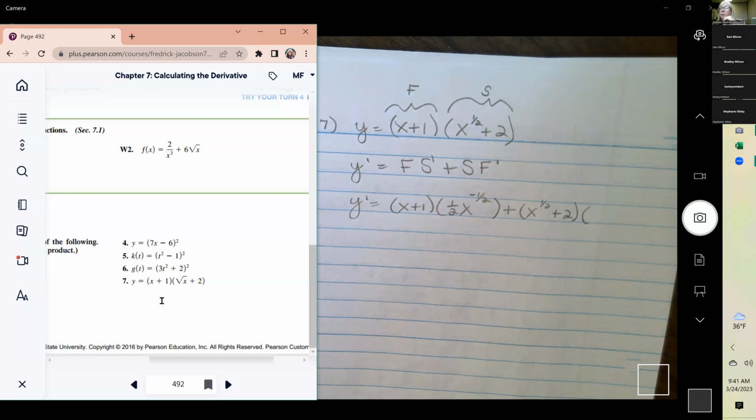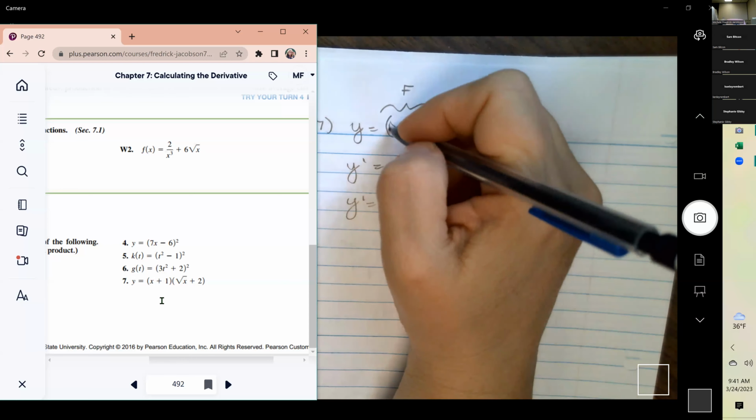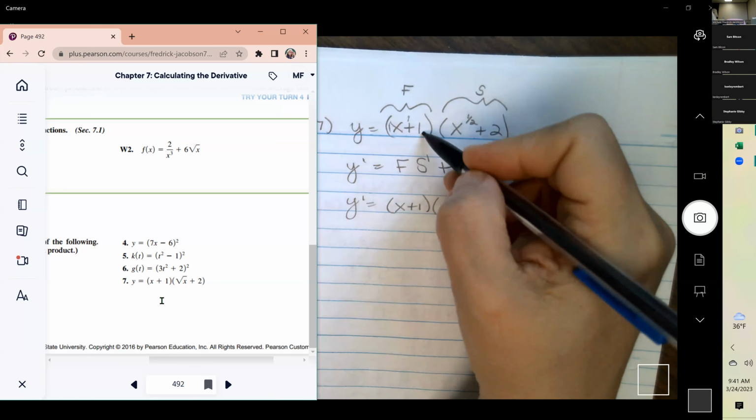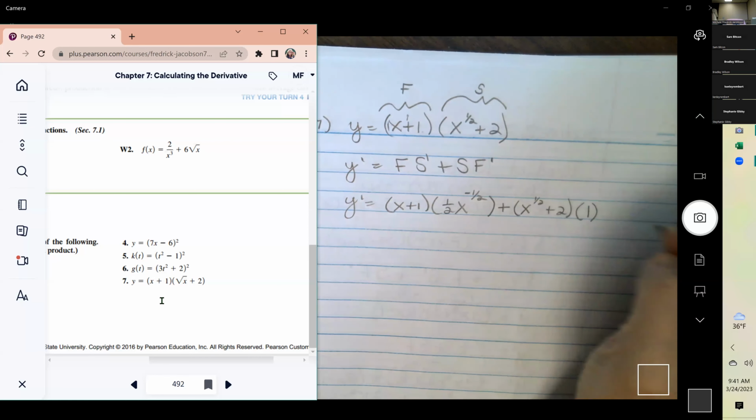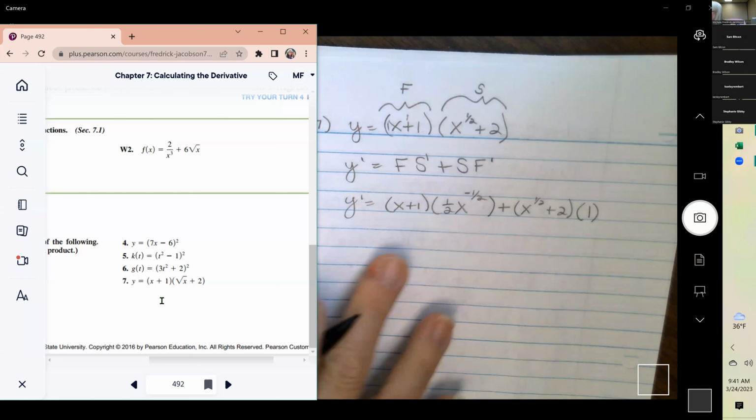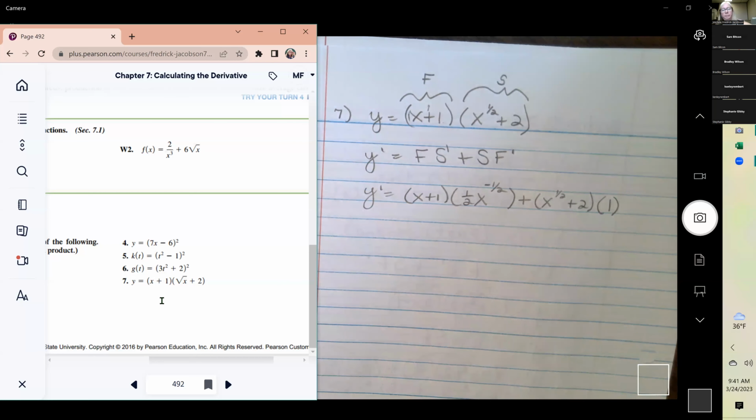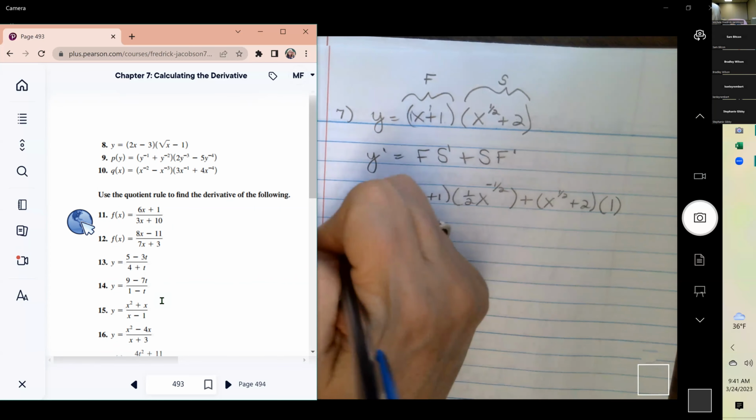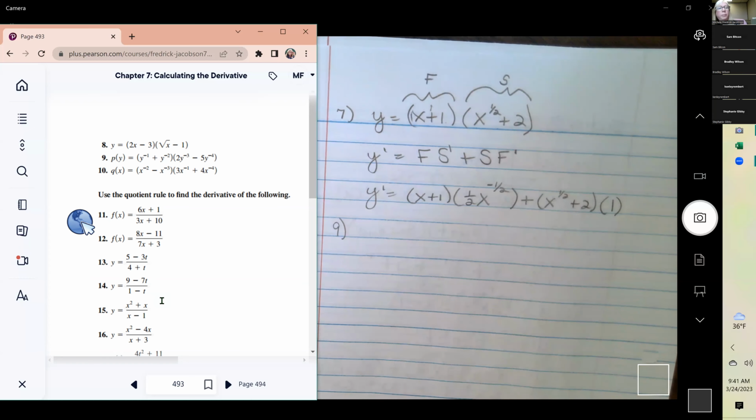It's just 1. When there's no number, it's a 1. So 1 times 1 is 1. X to the 0 drops off. A constant goes to 0. It's just 1. And I would not go any further. Any questions on number 7? Okay, try number 9.